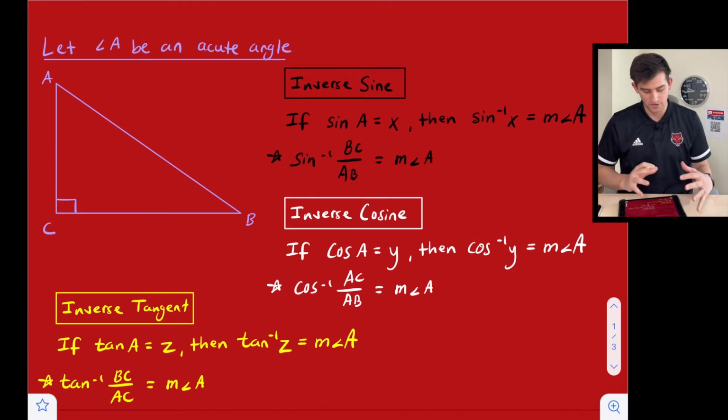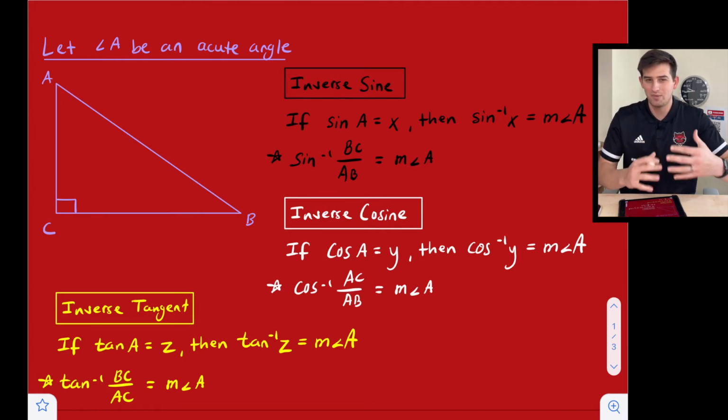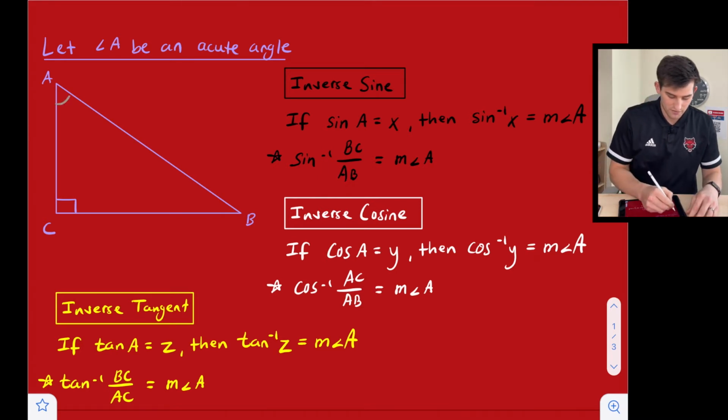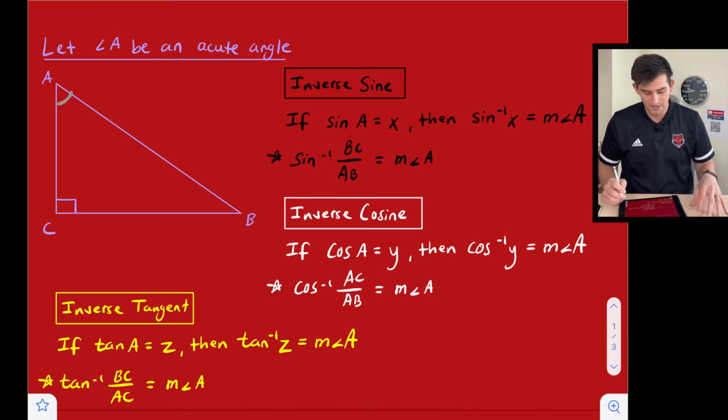Okay, so let's look at what we mean right here. We have this purple triangle, triangle ABC. It says let angle A be an acute angle. We've got inverse sine here in black, inverse cosine in white, and inverse tangent in yellow. Let's talk about all of these and what we would actually type in our calculator to find the angle measure. That's what we're going to see today. So for sine, if sine of A equals x, so x is our degree, right?